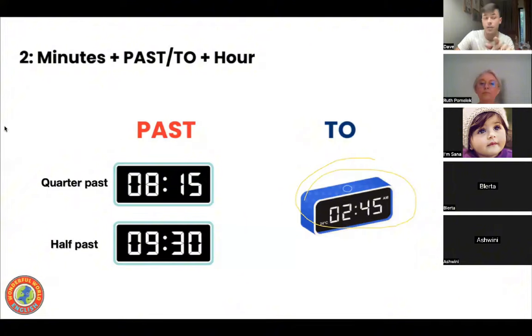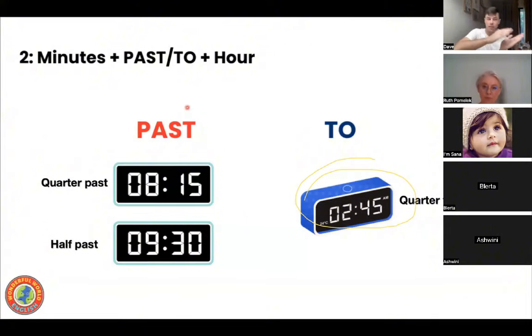15 to 3. Good. Yeah, it's 15 to 3. And a better way to say it is 2:45. It's 2:45. Okay. Yeah, you got it. So we got 4:15, 9:30, and 2:45. Excellent. Well done, everyone.